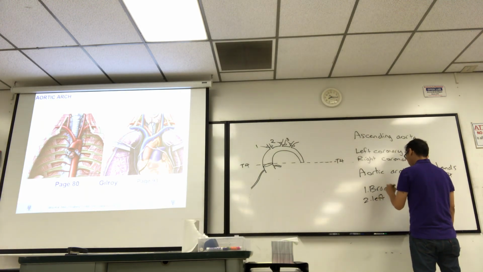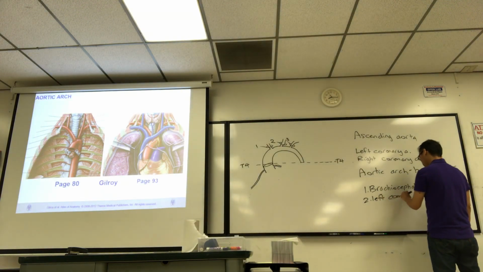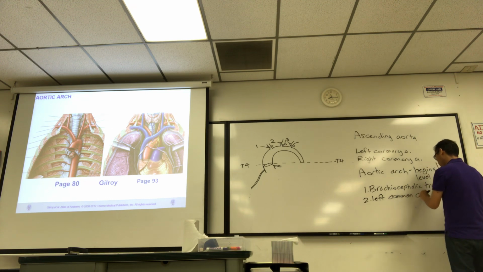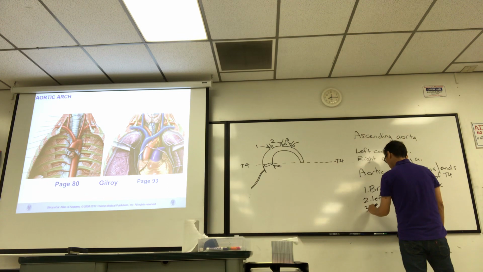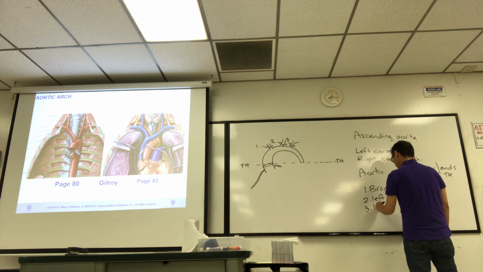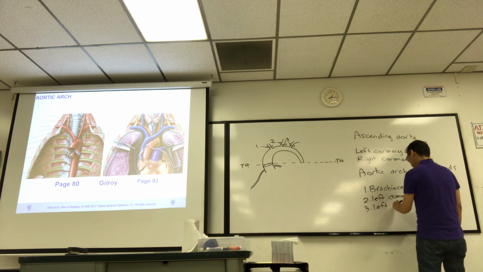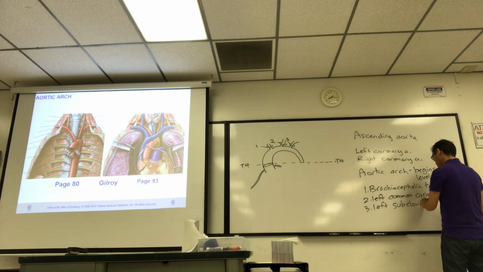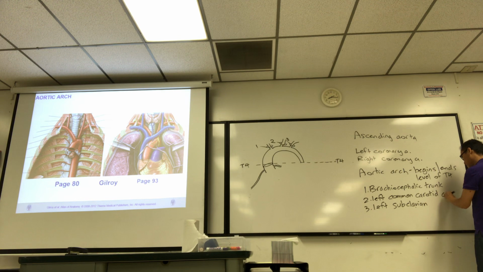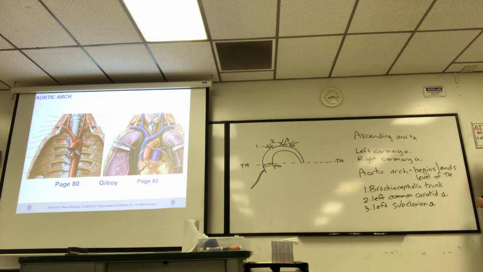I'm sorry, the left common carotid. Got ahead of myself. Number 2, left common carotid. Number 3, left subclavian. They're all arteries. And you can call the brachiocephalic trunk an artery.